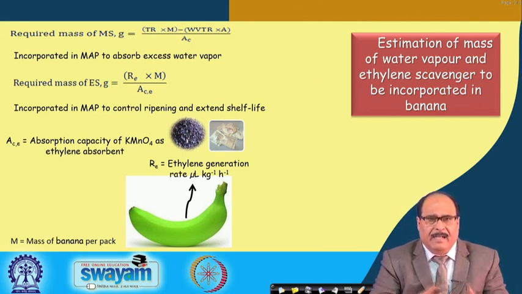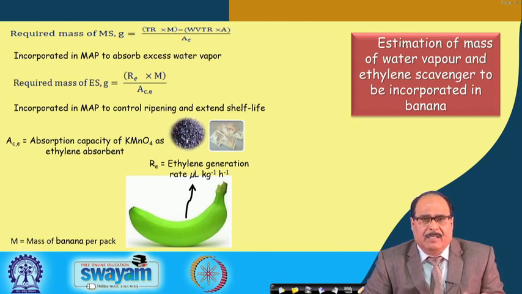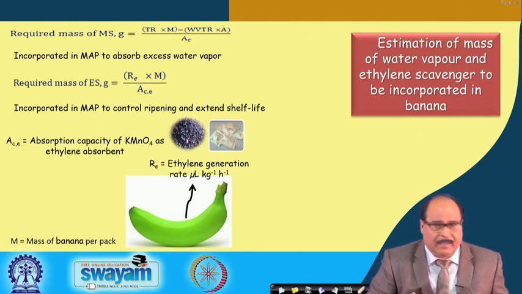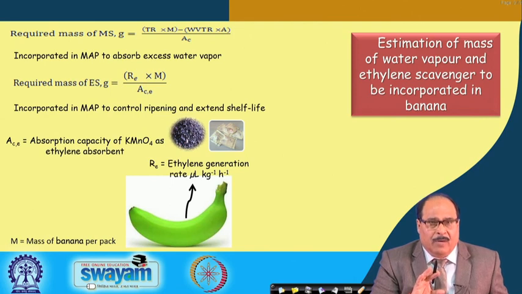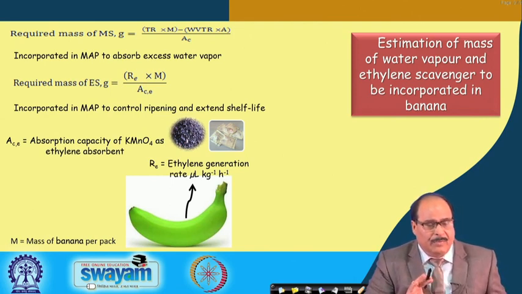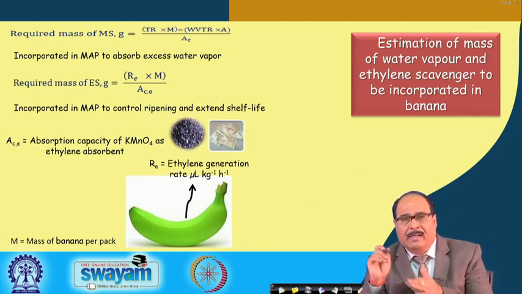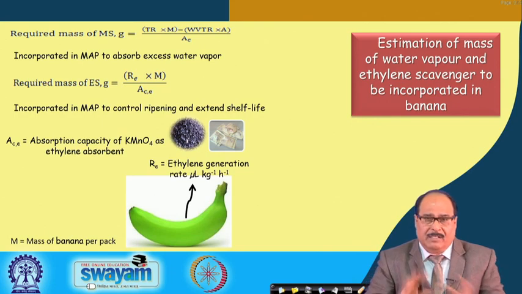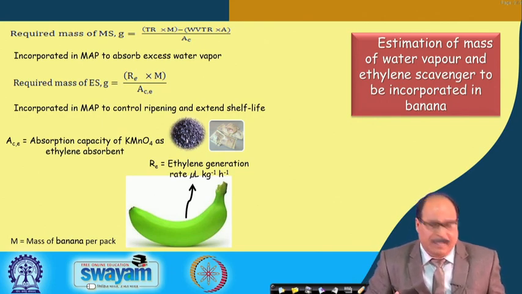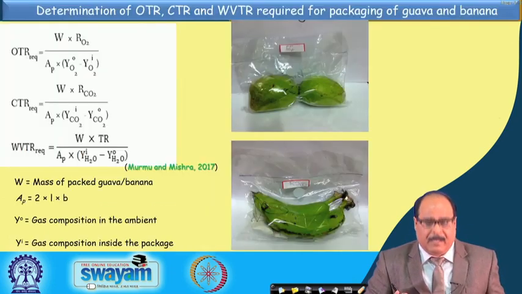So, these data can be measured experimentally, or you can take them from the literature, and accordingly one can calculate. Depending upon the type of fruits and vegetables, what moisture absorbers will be required, what ethylene scavengers will be required, and accordingly even one can calculate carbon dioxide releasers or oxygen scavengers, depending upon the permeability of the packaging material, temperature and other factors.